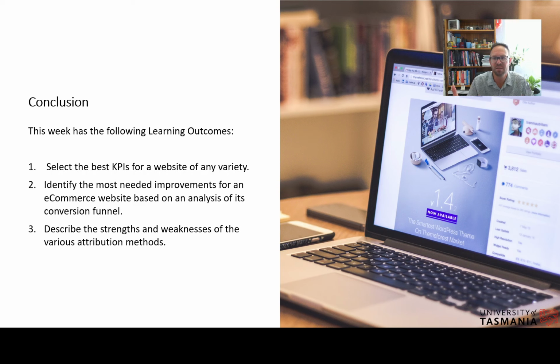All right, now the conclusion for this week. This week had the following intended learning outcomes. Select the best KPIs for a website of any variety, and hopefully you know what KPIs are, and for the website that you're analysing for your business, you'd have a good idea what those KPIs are. Identify the most needed improvements for an e-commerce based website and analyse the conversion funnel. Remember we looked at that. And then describe the strengths and weaknesses of the various attribution models. We looked at those and the difficulty in actually doing that well.